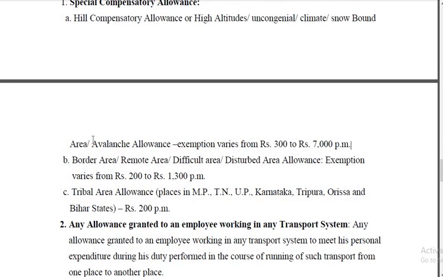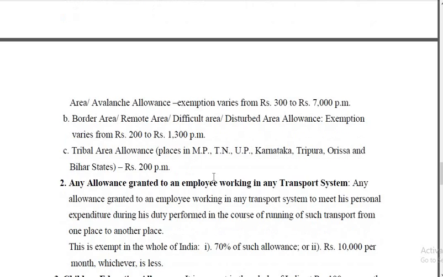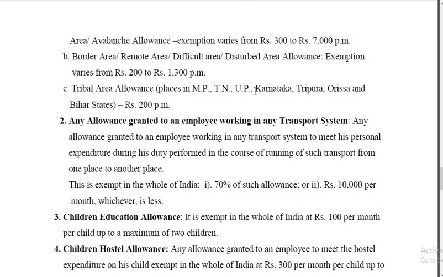Similarly, special compensatory allowance may be granted in case of border area, remote area, difficult area, disturbed area. Allowance is granted to the employee. Here again, exemption varies from rupees 200 to 1,300 per month. Tribal area allowance. So this is in certain places of certain states, not all the places in all the states. So places in MP, Madhya Pradesh, Tamil Nadu, Uttar Pradesh, Karnataka, Tripura, Orissa and Bihar states, and the amount is restricted to 200 per month.